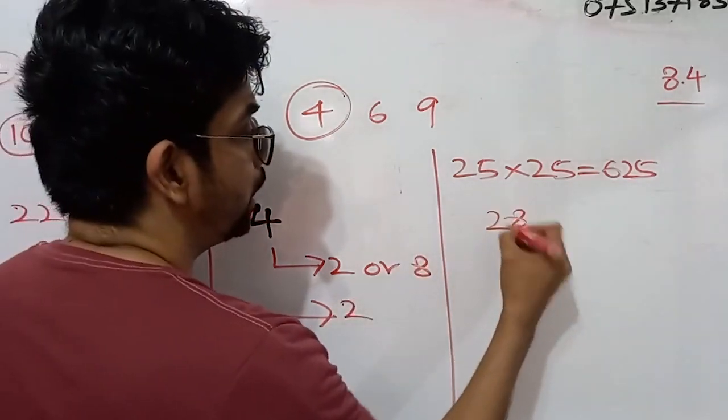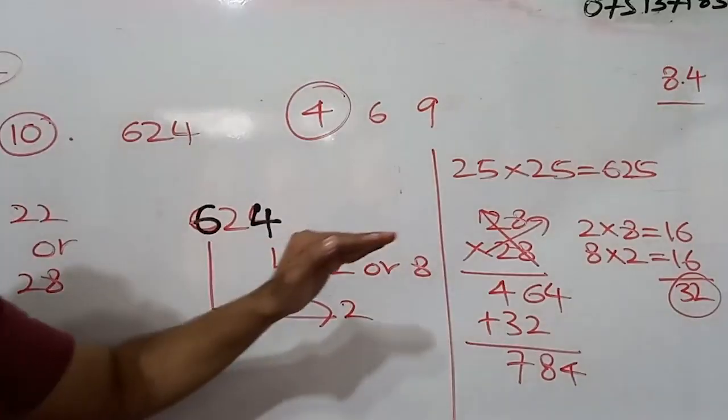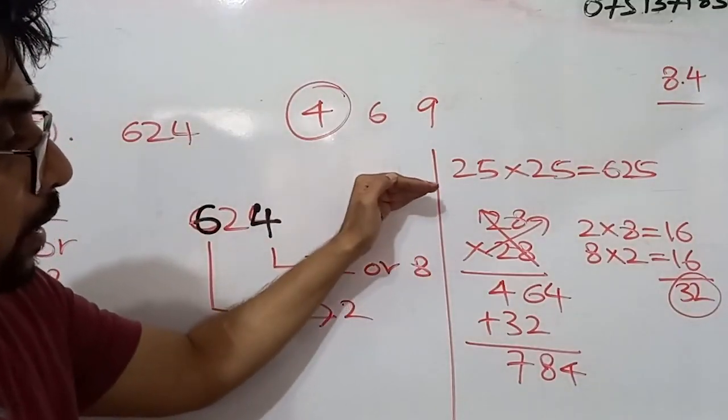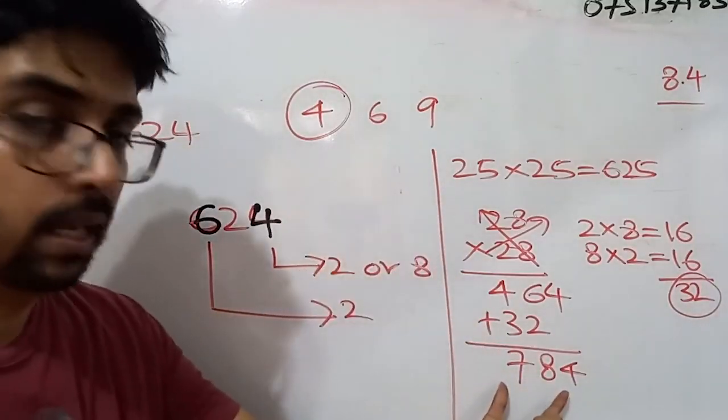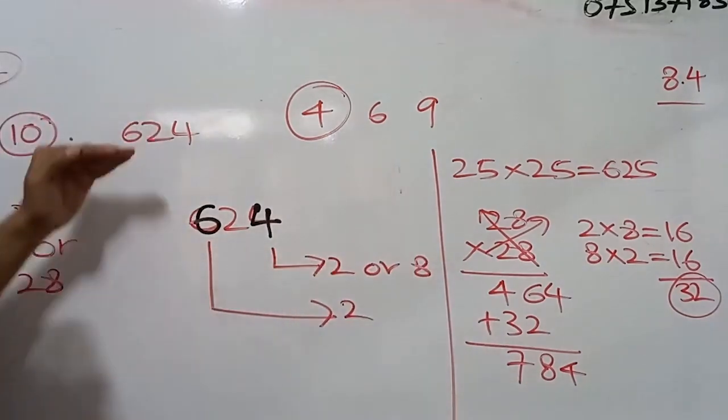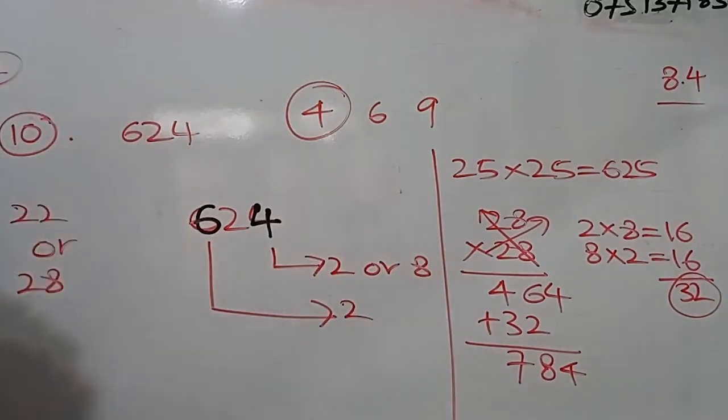So 28 into 28. When we take the square of 28, we get what? 784. That means 624 is not a perfect square. Right. Exercise 8.4, question number 3.